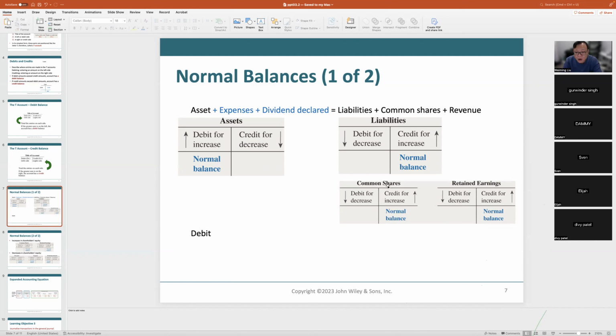Common shares is on the right side. Retained earnings is on the right side, right? So if you need to increase these accounts, you have to credit. If you need to decrease these accounts, you need to debit. Yes, very good. Students are responding to my questions by sending me direct messages. This is a message I'm able to see, but you guys will not be able to see. Okay, good job.